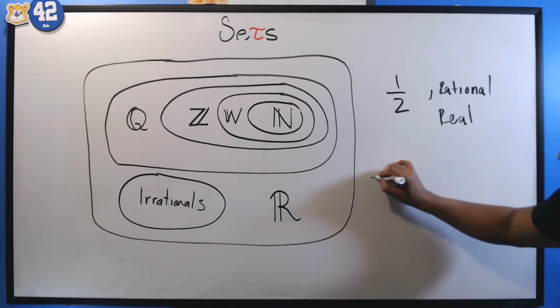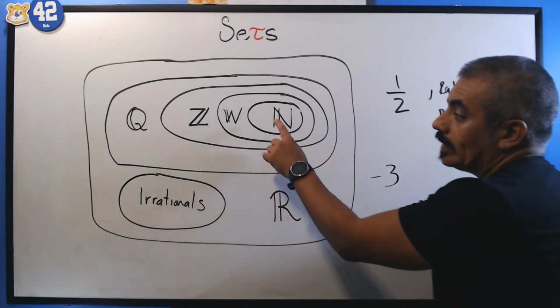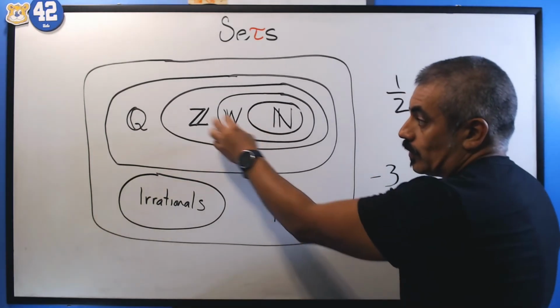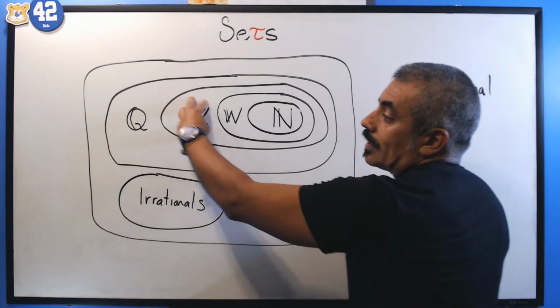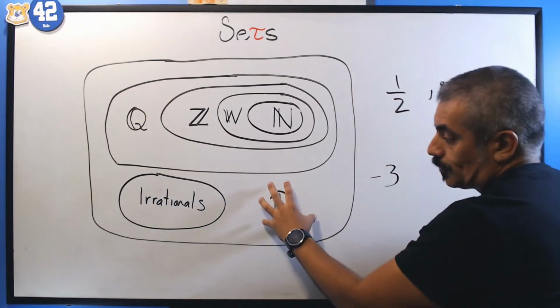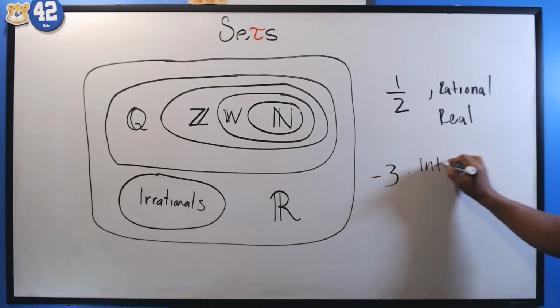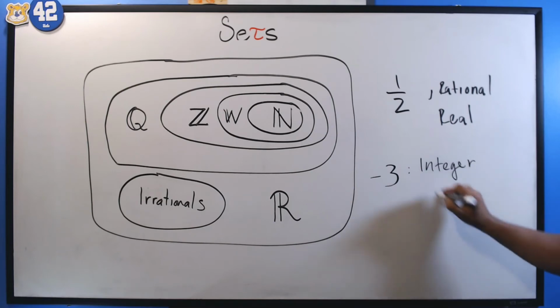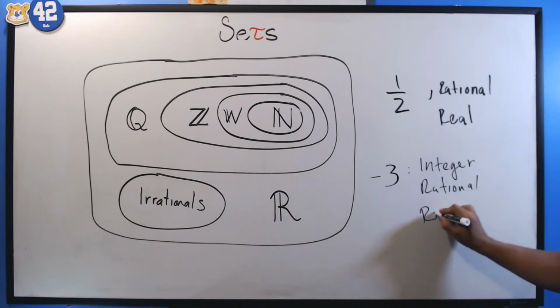Let's take a look at negative 3. Well, negative 3, since it's negative, we know it is not a natural and we know it's not a whole number, so it already belongs to the integers. Because it belongs to the integers, it also belongs to the rationals. And because it belongs to the rationals, it also belongs to the reals. So in this case, we're going to say integer, rational, and real.